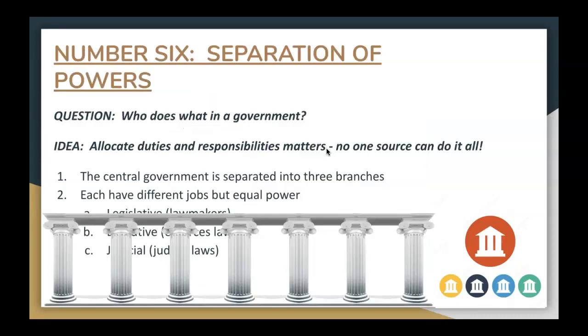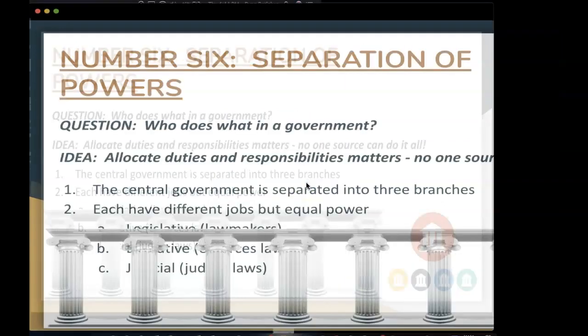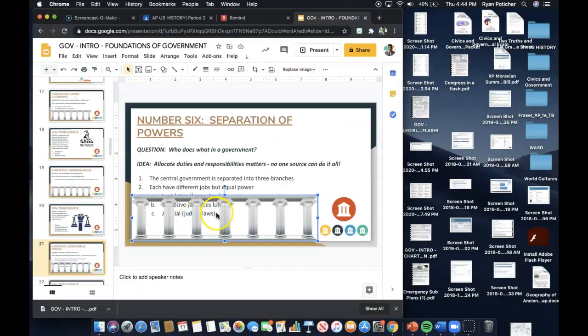Next is the separation of powers. Who does what in a government? The idea is that we allocate duties and responsibilities so that no one source has to do it all, because no one source should do it all. The central government is separated into 3 branches, and each has different jobs but equal power. The legislative is lawmakers, the executive enforces the laws, and the judicial judges and reviews the laws.